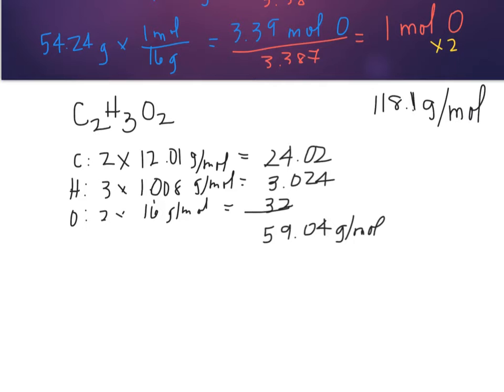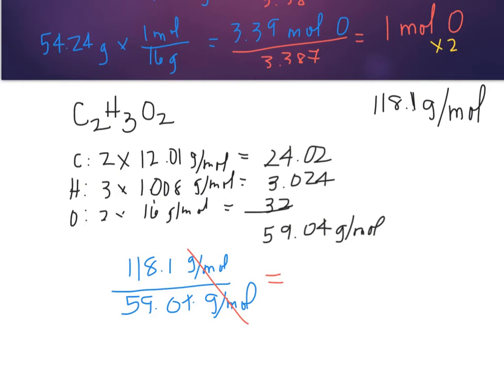And we're going to do that by taking that 118.1 grams per mole, and we're going to divide that by our 59.04 grams per mole. If you notice, our units are going to cancel, and this is what's going to give us the multiplier, and we are going to end up with a multiplier of 2.